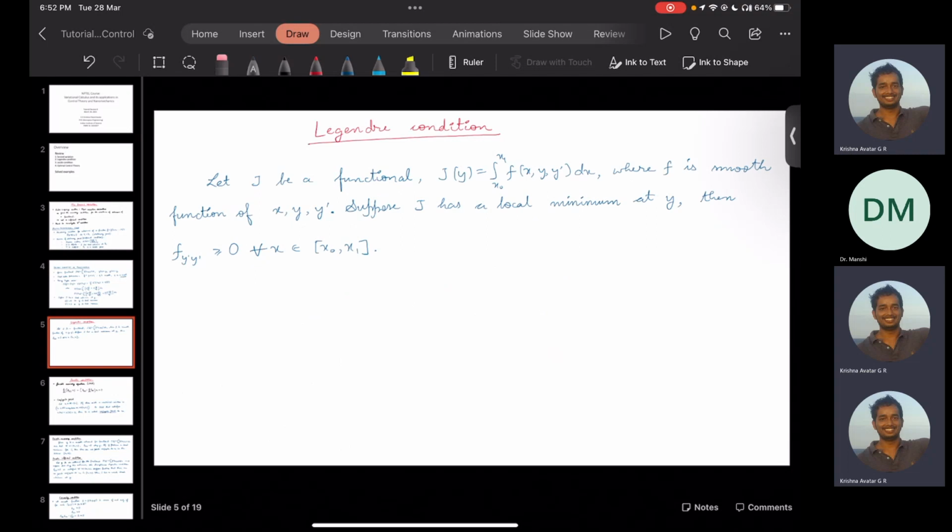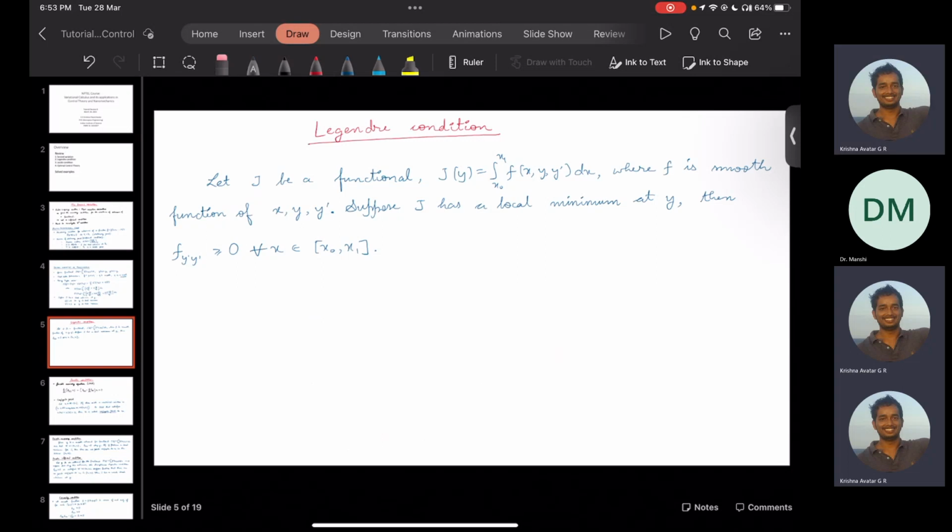So the Legendre condition essentially tells us what would be the requirement, supposing the functional j has a local minimum at the extremal y. This is essentially a theorem, and it says: let j be a functional, j of y is equal to the integral from x naught to x1 of f of x, y, y prime dx, where f is a smooth function of x, y, y prime. Now suppose j has a local minimum at y, then f y prime y prime is greater or equal to 0 for all x that is an element of x naught to x1.